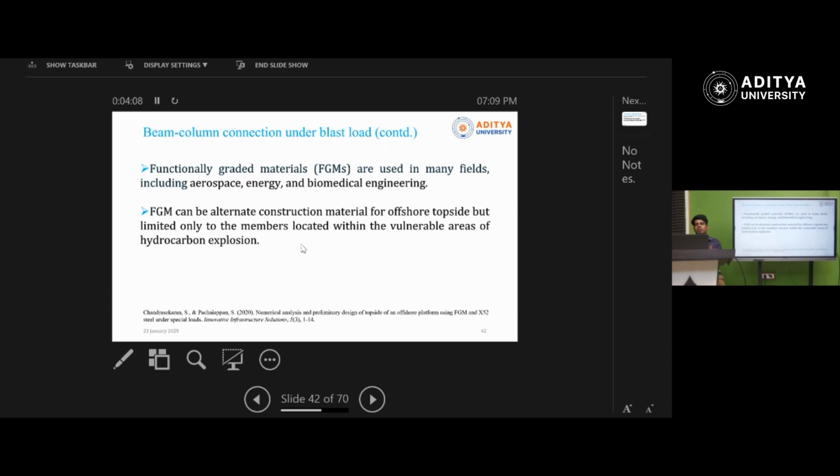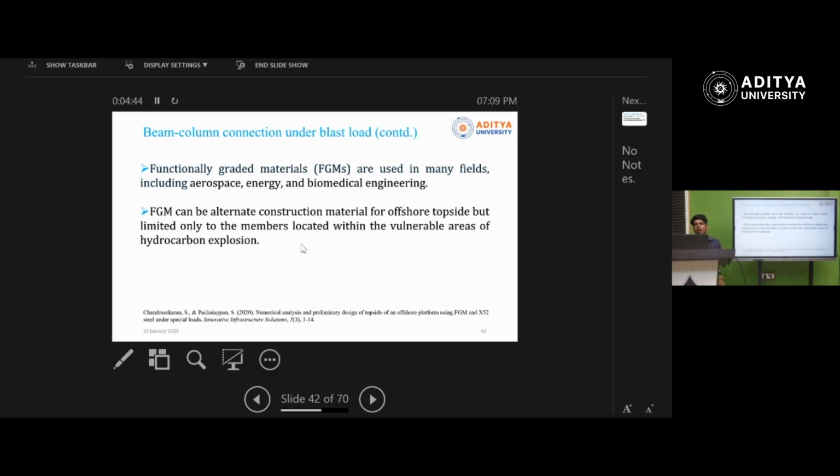So functionally graded materials are used in many fields, particularly in aerospace, fighter aircraft and missiles, and also energy, nuclear power plants, thermal power plants, and biomedical engineering. But the use of functionally graded material as a structural member has been developing only for the last 5 to 6 years. And researchers, using the wire arc additive manufacturing method, are developing different material compositions to enhance the performance.